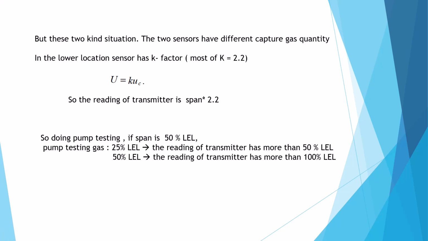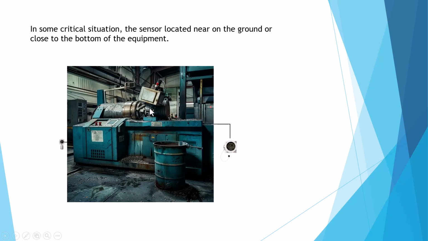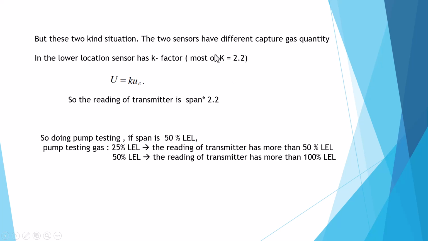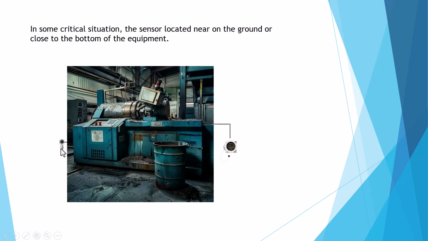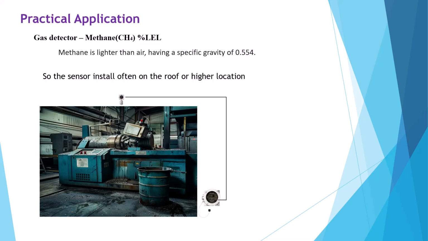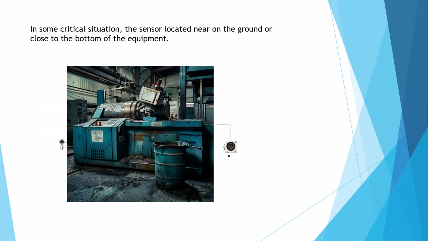2.2, the transmitter manufacturer repeated it many times and got this result. K equal 2.2. So your transmitter reading is just the span times 2.2, the transmitter reading. Okay, but if you don't understand the statistics of K equal 2, we can use simple terms, even if you never use statistics. We can use a simple method to explain this one.